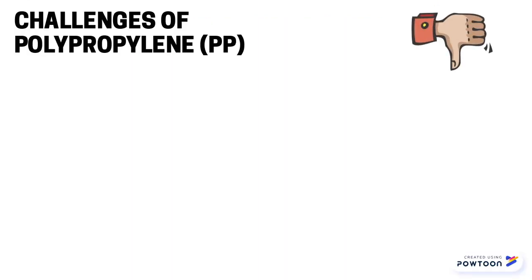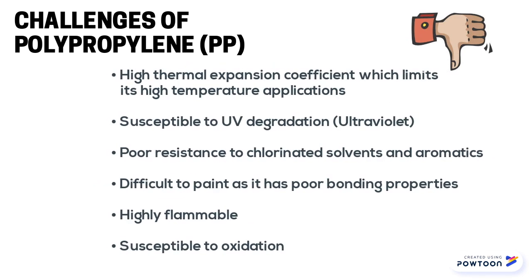The challenges of using polypropylene (PP) as food packaging are the high thermal expansion coefficient of PP, which limits its high temperature applications. PP is susceptible to UV degradation from sunlight. PP has poor resistance to chlorinated solvents and aromatics. The surface of polypropylene has poor bonding properties and hence it is difficult to paint. PP is highly flammable and susceptible to oxidation. The oxidative degradation is accelerated by contact with certain metals, such as copper.